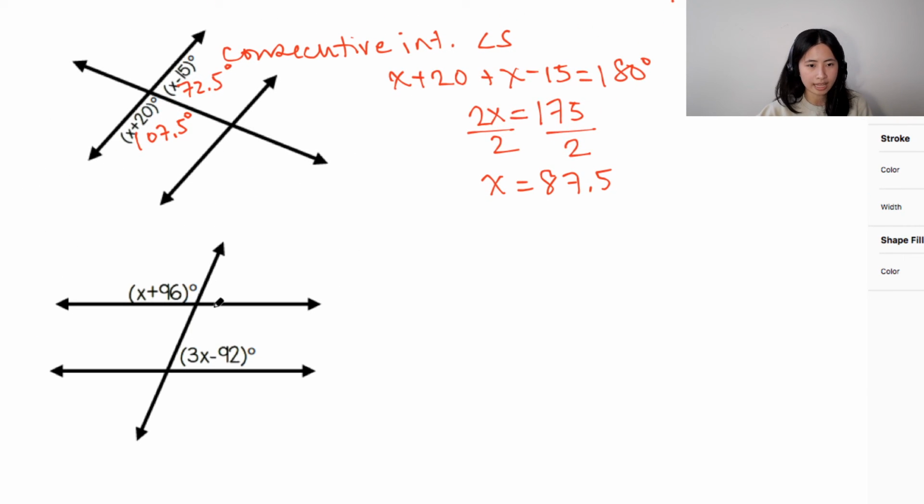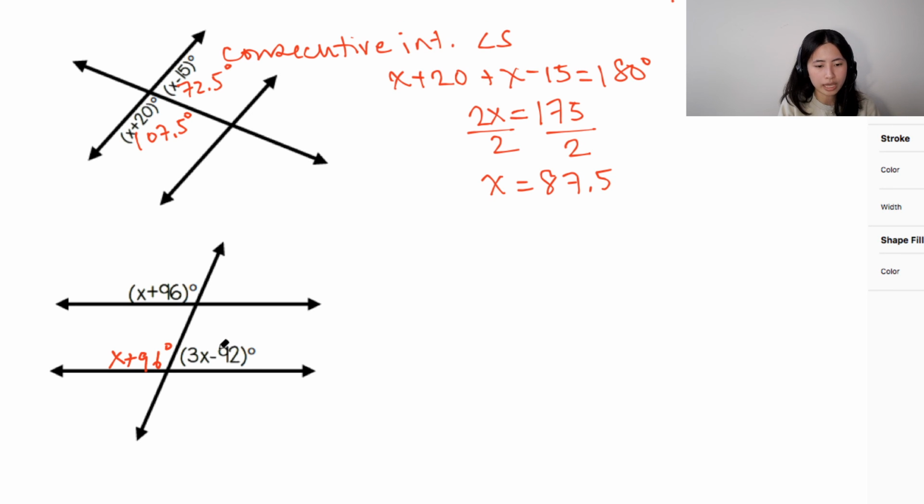Okay, so maybe we can end this class on this example, because I know this class is supposed to be until 3. So over here, again, this is not really one of the terminologies we've discussed so far, right? So you need to use your intuition: if this is x plus 96 degrees, therefore this needs to be x plus 96 degrees as well, right?